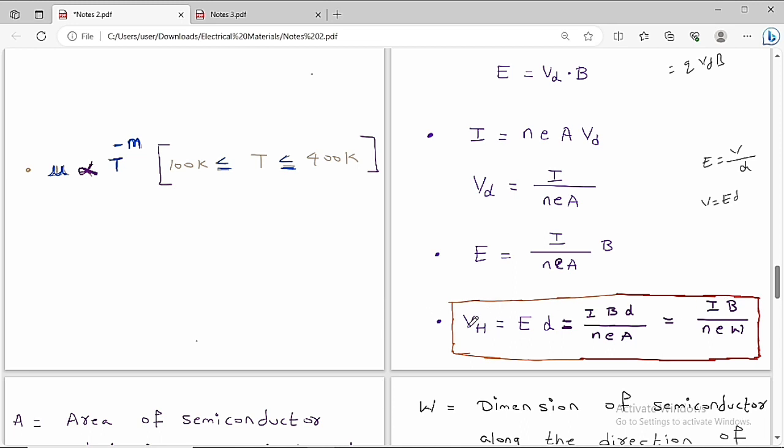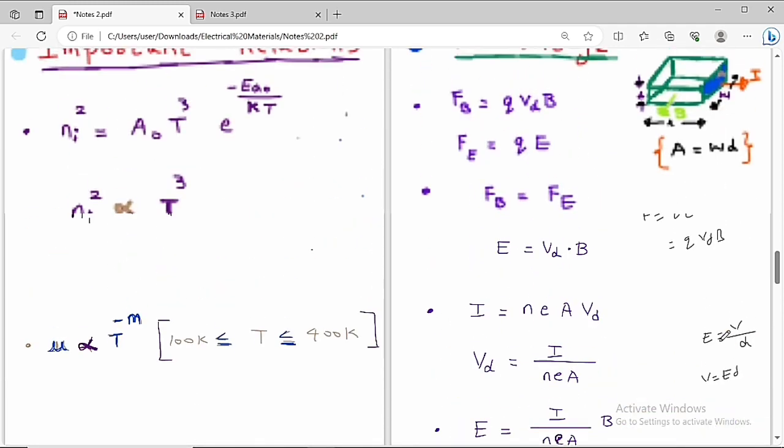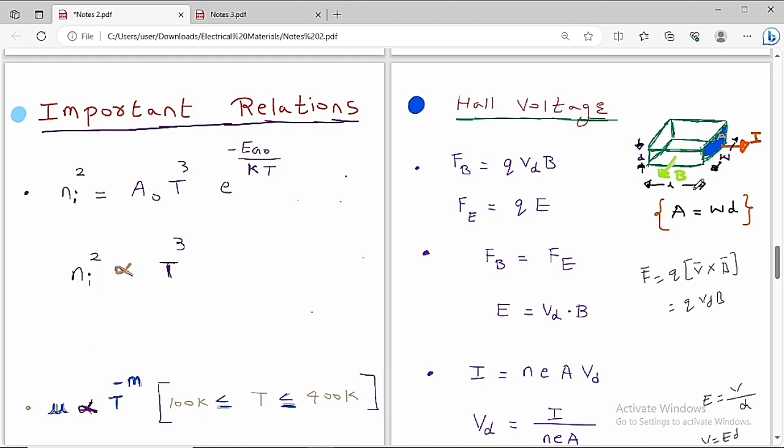If you see clearly, Hall voltage is directly proportional to current. It is directly proportional to the magnetic field. It is inversely proportional to the concentration of the charged particles and inversely proportional to the thickness of the semiconductor. W is nothing but the thickness of the semiconductor, the dimension of the semiconductor which is along the magnetic field.